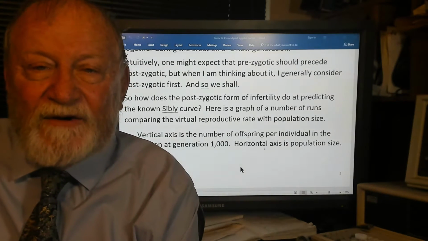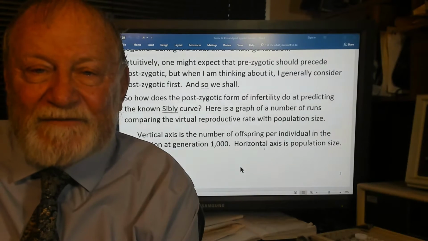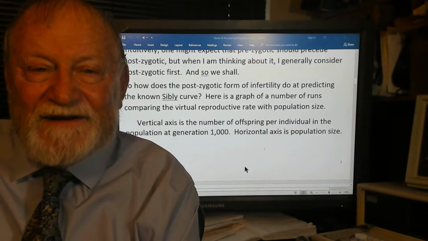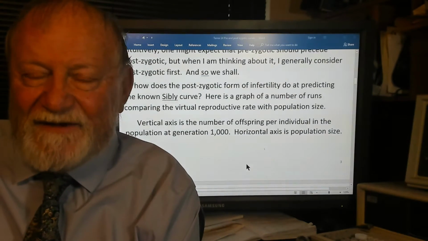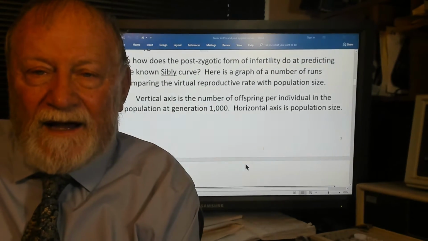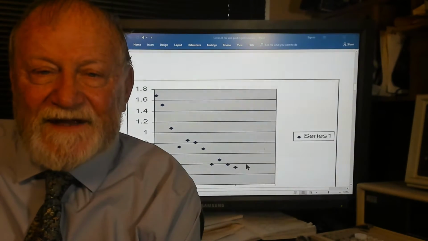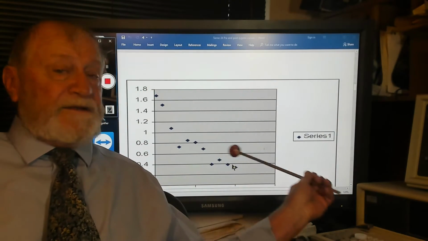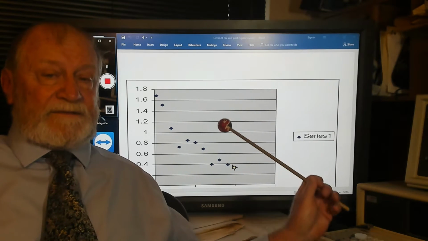So here's a graph, a number of runs comparing the virtual reproductive rate with the population size. Vertical axis, number of offspring per individual in the population at generation 1,000. I generally run things 1,000 generations just to make sure they're good and stable. Horizontal axis is population size. Okay, you got that? Population size, this direction. Big population, low population.